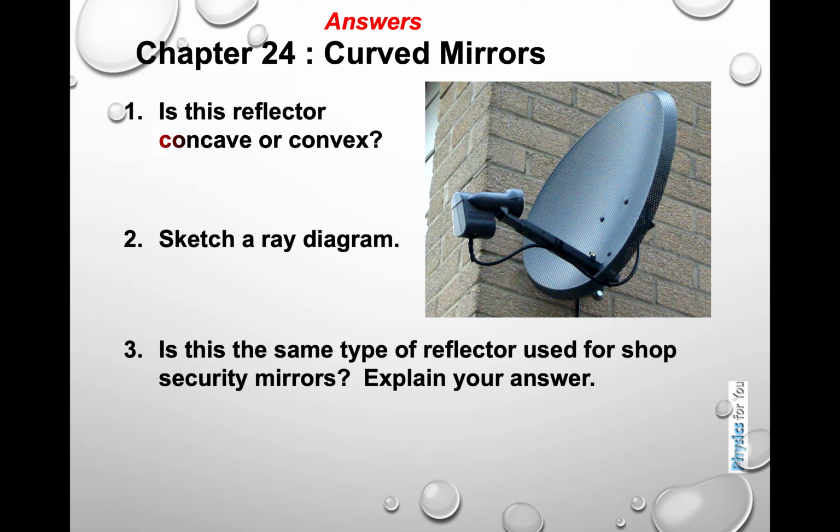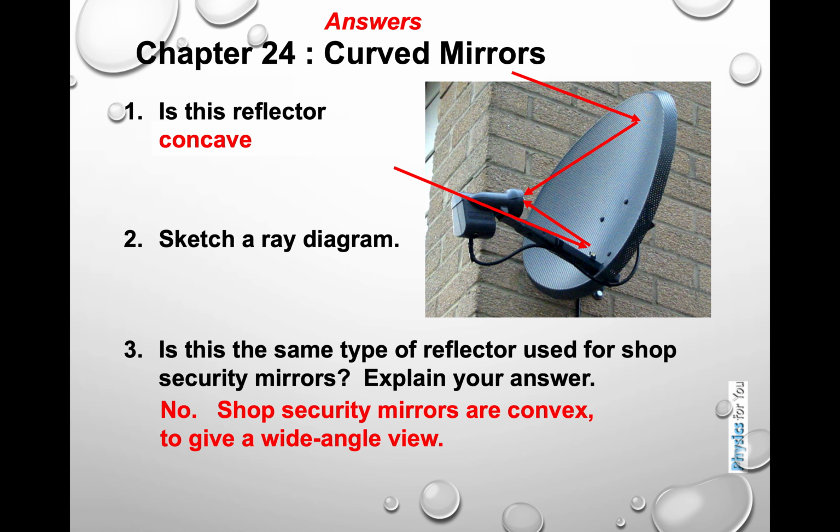To answer the first one here, it's concave, it's not convex. If you want to sketch the ray diagram, all of the light rays, as you can see, are parallel and they will be focused on this antenna, which is the point where the focus is made. And you can find that the answer to the third is no, it's not the same. Why? Because this one is concave, as we can see, but the mirror used in shop security is convex. So this one makes a small angle view, but the other one makes a wide angle view.